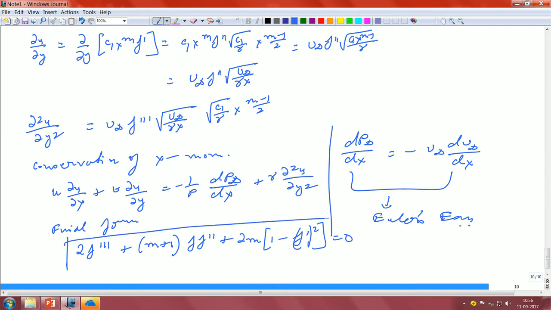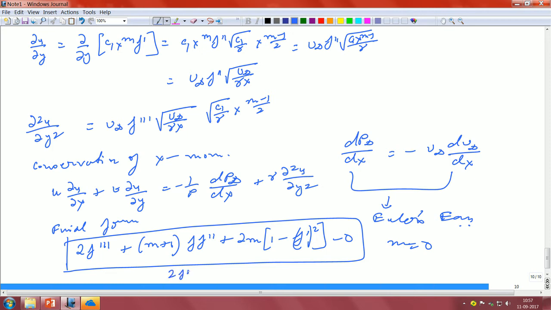That is the total expression that you got in this particular case. As you can see, once again, if m is equal to 0, what will happen? This equation will become 2f''' plus f into f''. This entire term goes to 0, so you will get a 0 over here.